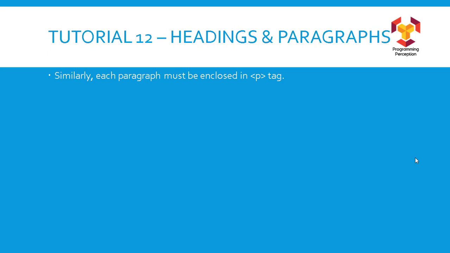Now paragraph tags are also used for text, where H1 to H6 are used to give headings. The P tag or paragraph tag is used to provide a paragraph in our document. Both headings and paragraph tags are block level elements, and we have already discussed block level elements in one of our previous videos.